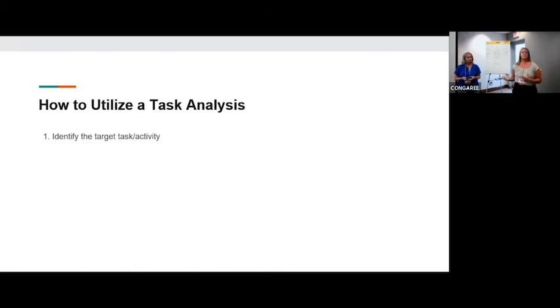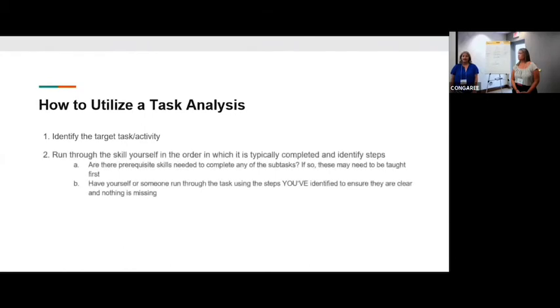Kelly mentioned a recipe, so we'll get into examples, but just know too, these strategies are not just for our students with developmental disabilities or autism. They are things that we can utilize when we're working with coworkers and teaching them how to teach too. The first step to utilize one of these would be to identify the task that you want to work on. Pick a skill that you teach frequently, and be thinking about that in your heads right now. It really helps to run through that skill yourself in the order in which it's typically completed.